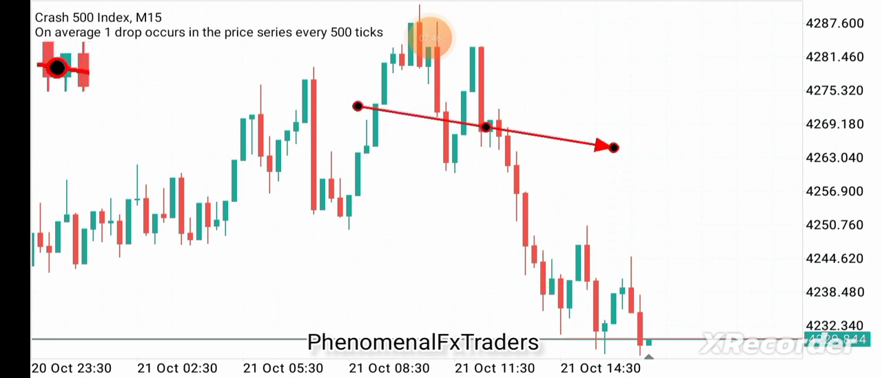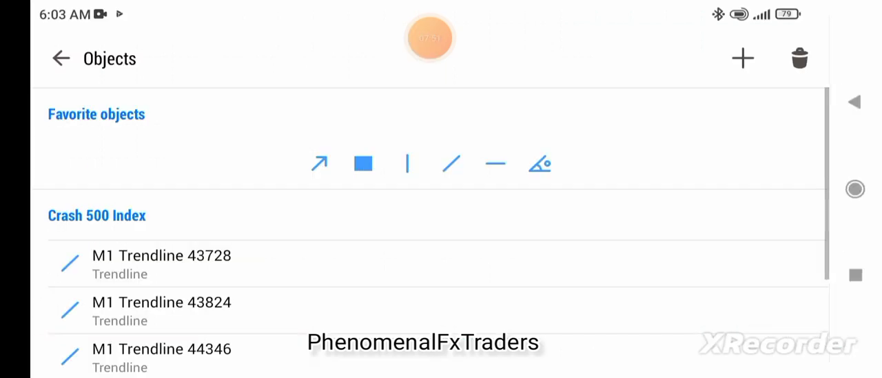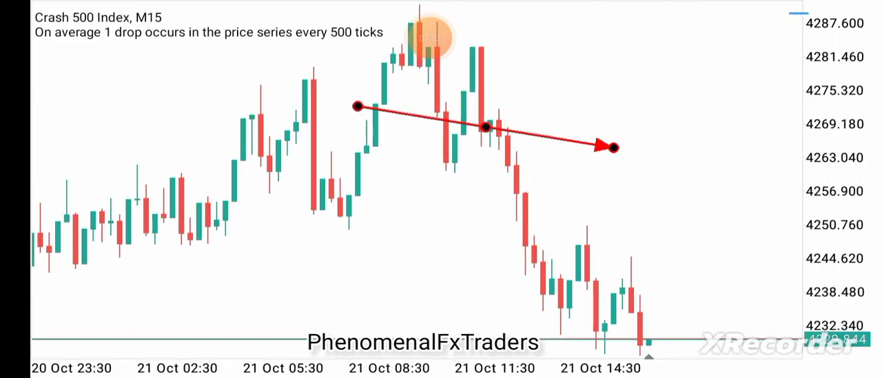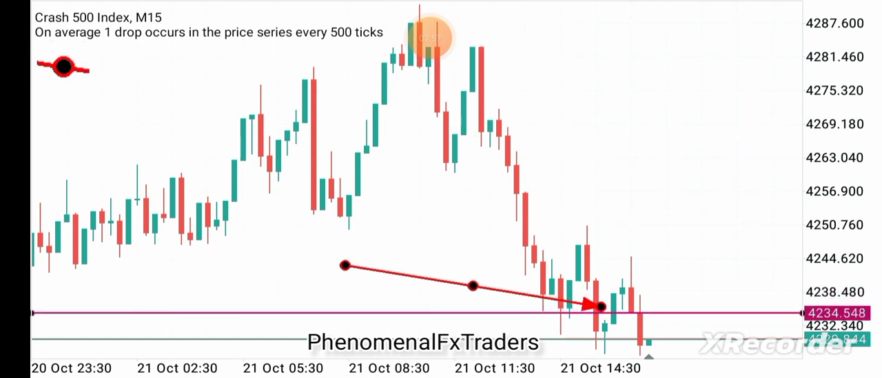So I think I need to mark it. I need something to mark where the main candlestick closed. This candlestick closed. This is the closing. You see, this candle closed at this point. So I have to mark it.